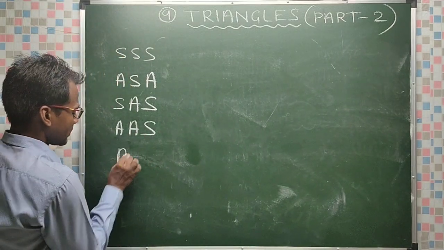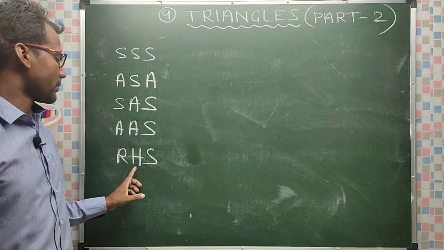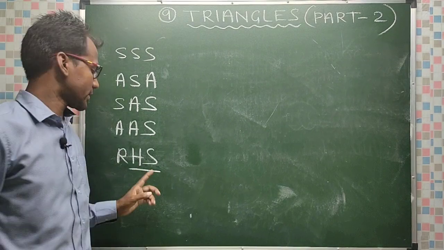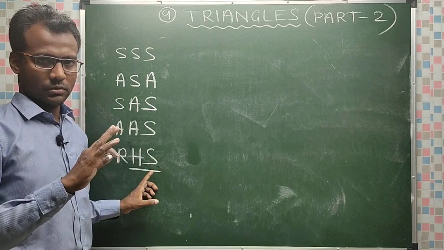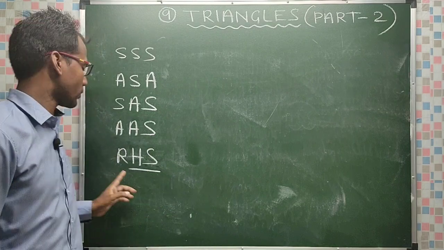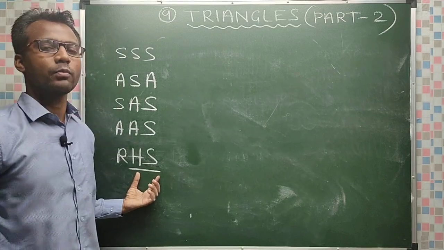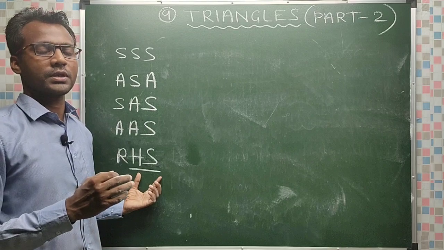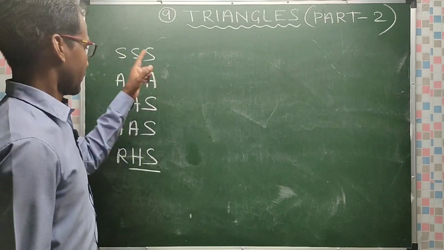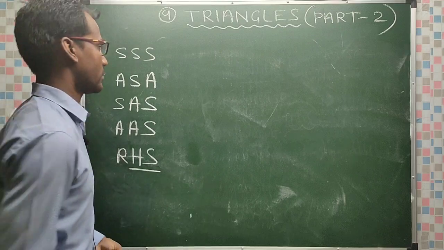The last postulate is RHS, right angle hypotenuse side. See, hypotenuse and side. If hypotenuse and side of a right triangle... you don't need to mention right angle, because if you mention right triangle, it means obviously one angle will be 90 degrees. Simply mention hypotenuse and side. So if hypotenuse and side of one right triangle are equal to hypotenuse and side of another right triangle, then the 2 triangles are congruent. So these are the 5 postulates, using which we will be proving congruency and getting the results.